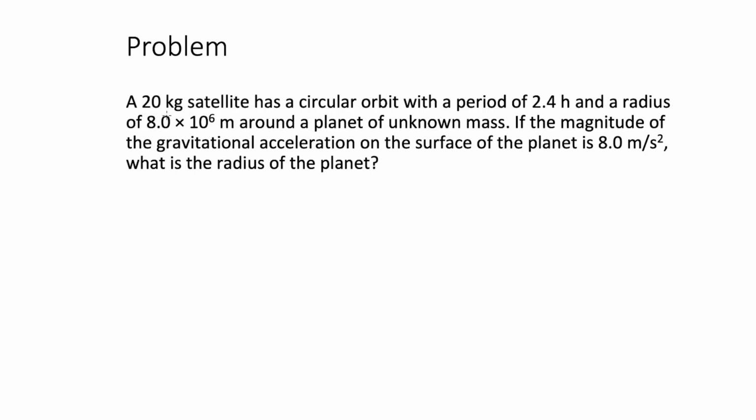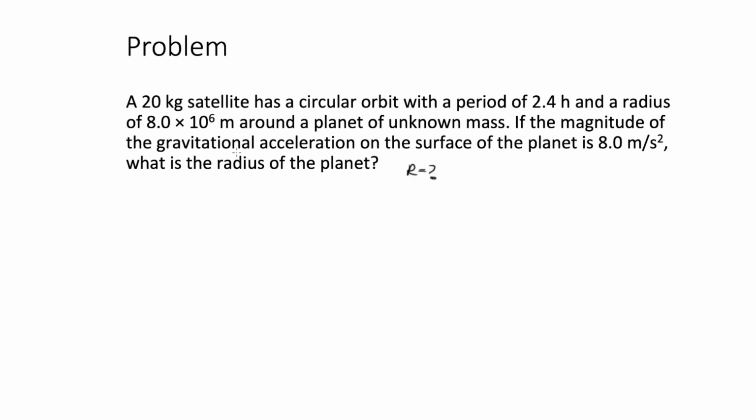So in this problem, a 20 kilogram satellite has a circular orbit with a period of 2.4 hours and a radius of 8 times 10 to the 6 meters around a planet of unknown mass. If the magnitude of the gravitational acceleration on the surface of the planet is 8 meters per second squared, what is the radius of the planet? So we need to try and find the radius.